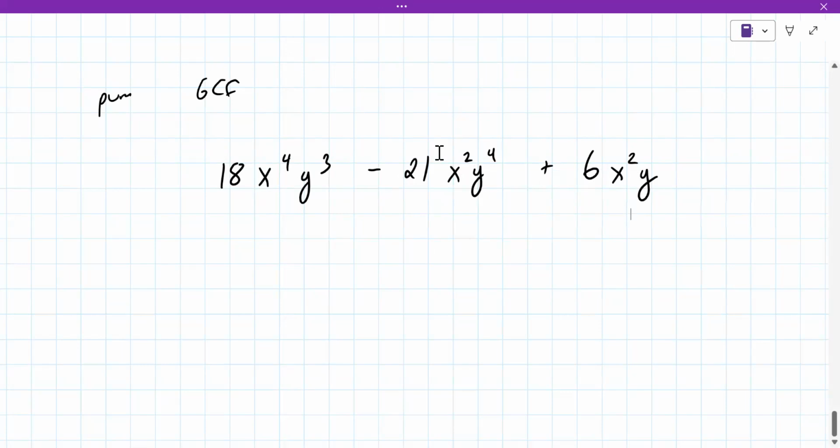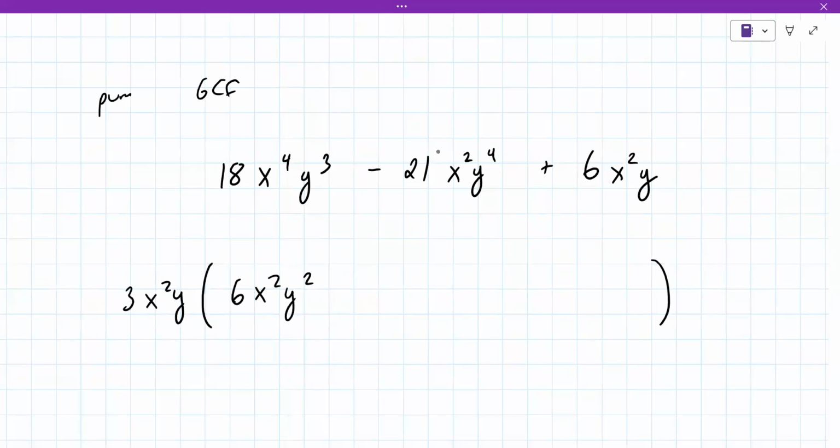So would it be 3x to the 2 y outside of the parentheses? Yes. Then you've got to figure out what goes in here. Would that be 6x to the 2 y to the 2? Okay, good. Minus 7y to the 3? Good. Plus 2, well, 2 plus 2. You got it. Cool. All right, that's excellent.